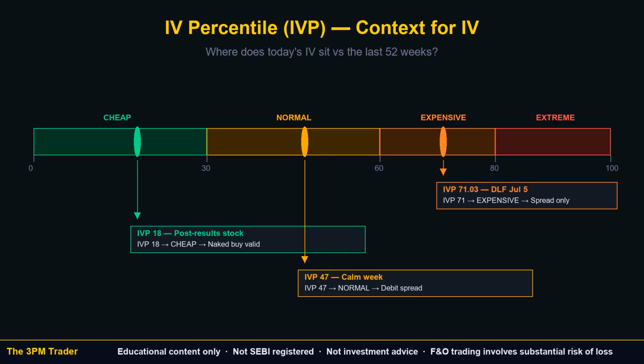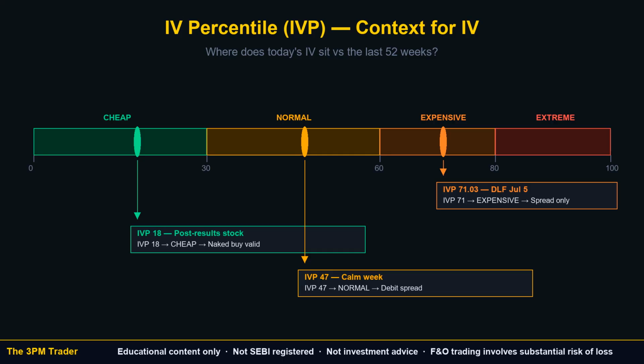Here is how to read it. IVP 80 means today's IV is higher than 80 out of every 100 days in the past year. Options are expensive. You are buying at peak level premium. IVP 20 means today's IV is lower than 80 out of every 100 days in the past year. Options are cheap, premium is near its yearly floor. IVP 50 means exactly the middle, neither expensive nor cheap.